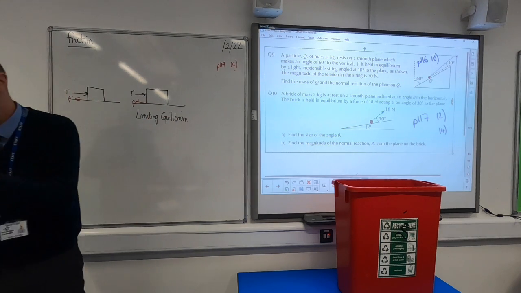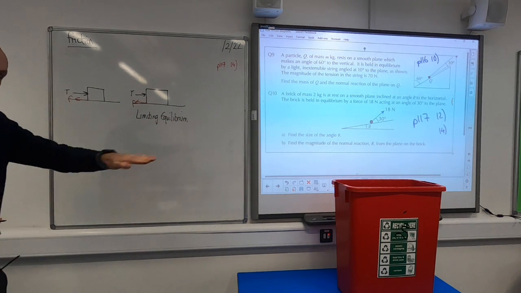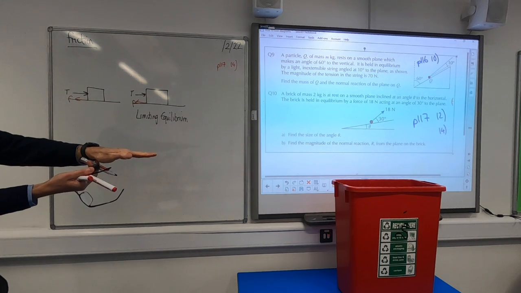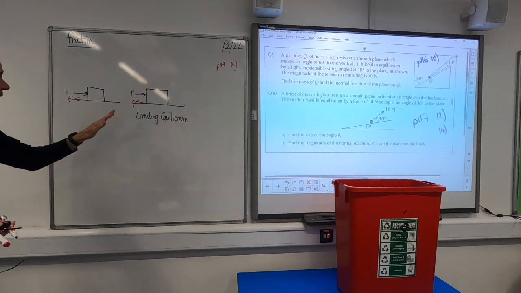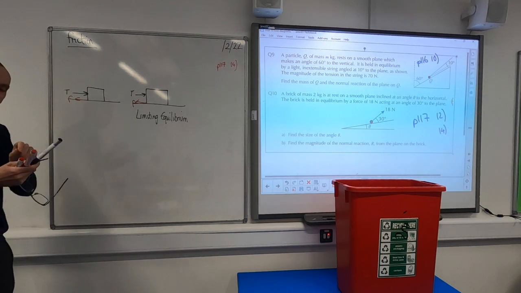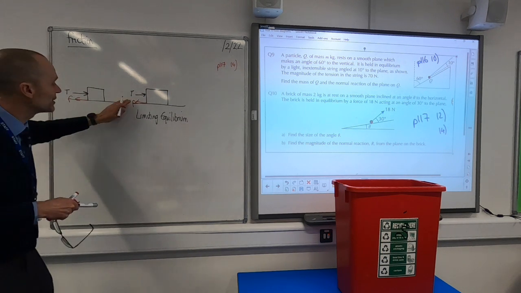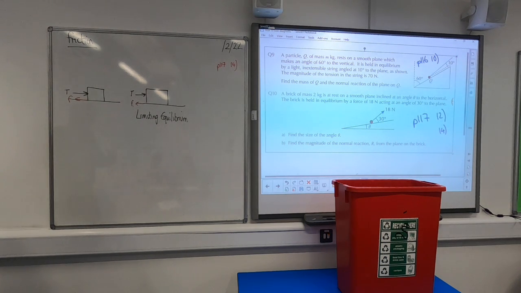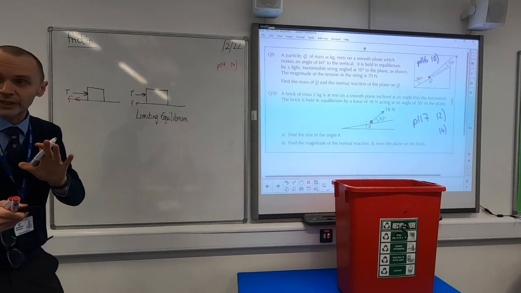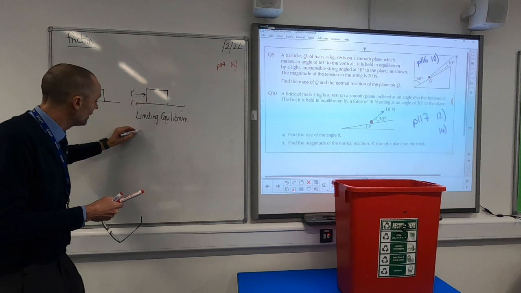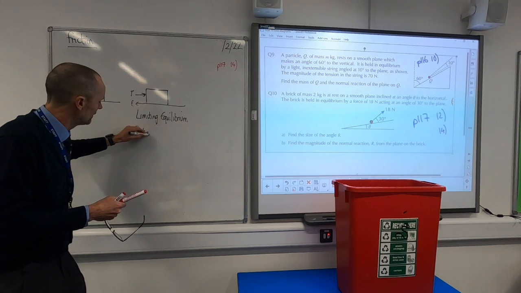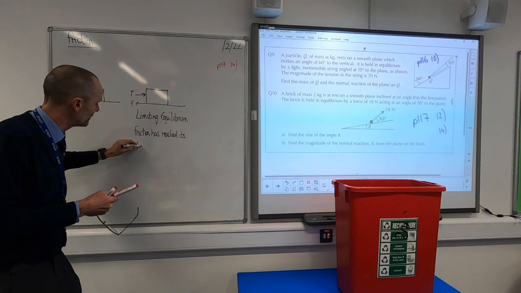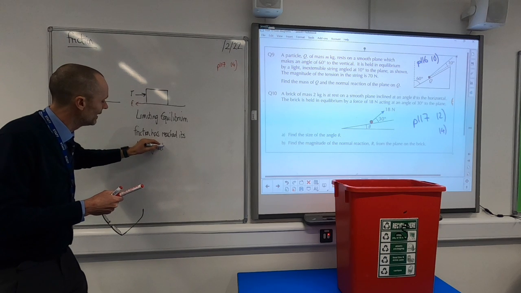And you may remember when we did moments, we talked about that point when a seesaw is about to tilt, and so the reaction force at the other support was 0. Well, we often do calculations with friction at that point, at the point it's about to slide, because at that point friction has reached its maximum value. So at limiting equilibrium, friction has reached its limiting value, its maximum value. It's often referred to as its limiting value.